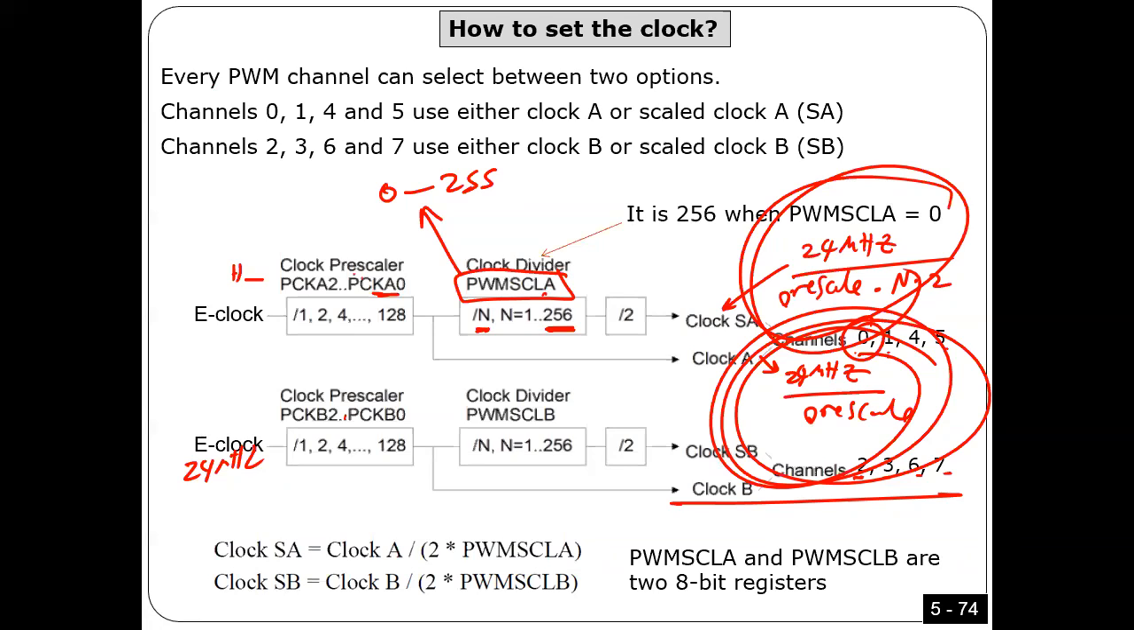The way we made it, 0 we're not going to use, because you are not going to divide by 0. So it's actually from 1 to 255, and 256 is 0 actually. They used the 0 for 256. You got what I'm saying? So it's from 1 to 256 because the 0 is going to be 256. I'm not going to use 0 because you cannot divide by 0, okay?